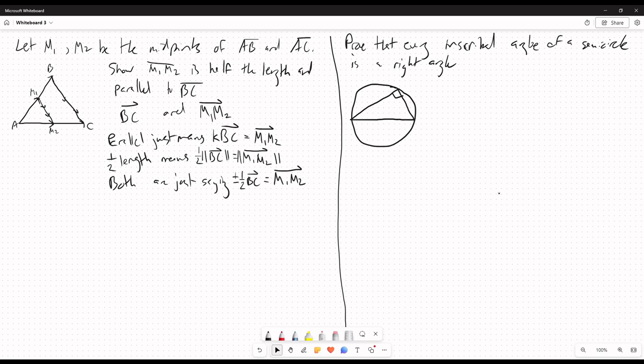So let's see if we can go ahead and prove that. Well, what is AB? If you look at our picture, since M1 is the midpoint, AB is going to equal AM1 plus M1B. And what's AC? Well, that's just going to equal AM2 plus M2C.